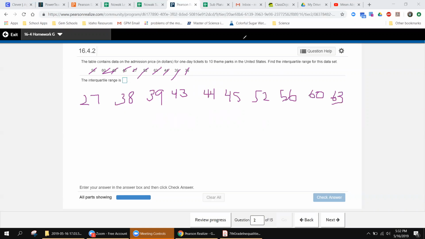So obviously my minimum and my maximum are going to be the smallest and the biggest numbers. And while we're at it, we're going to go ahead and find the median as well. But in this case, I've got an even number of data values. I've got 1, 2, 3, 4, 5, 6, 7, 8, 9, 10 data values. So my middle two are these 44 and 45. So what I got to do is I've got to find the mean or the average of those two numbers to get my median. And I know that right in between 44 and 45 is going to be 44.5. So now this value is my median.